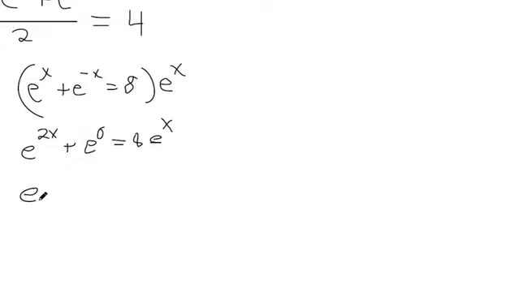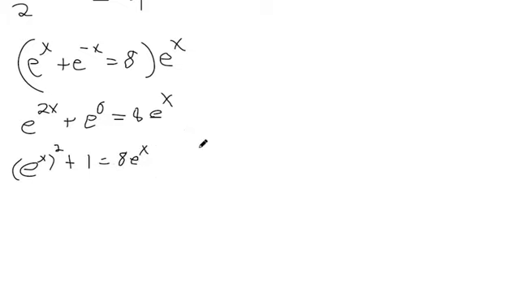And the other thing to recognize is that this is quadratic. E to the 2x, that's the same thing as e to the x squared, because powers on top of powers would multiply, and that would bring us back to 2x. E to the 0 is just 1. And so this is quadratic in terms of e to the x. This is where we'll want to make a substitution. This is e to the x squared. This is e to the x. This is 1.